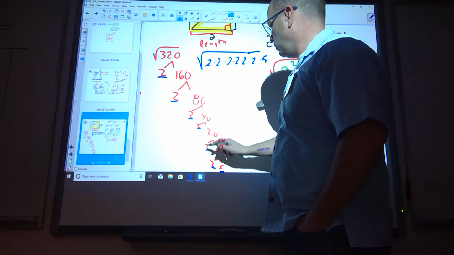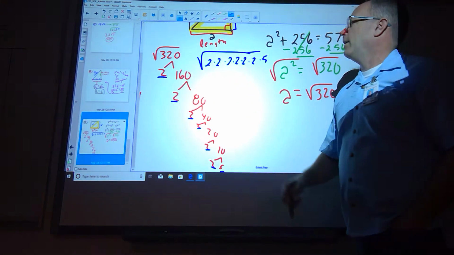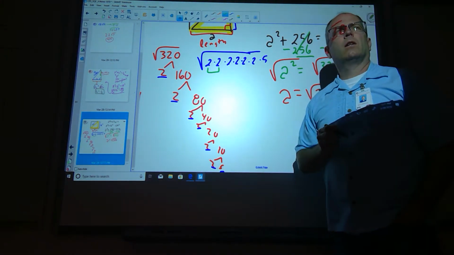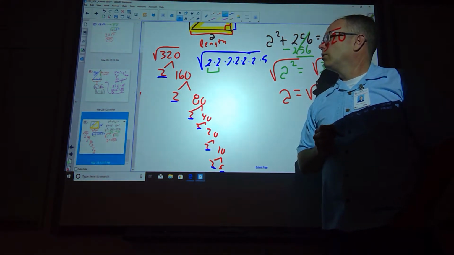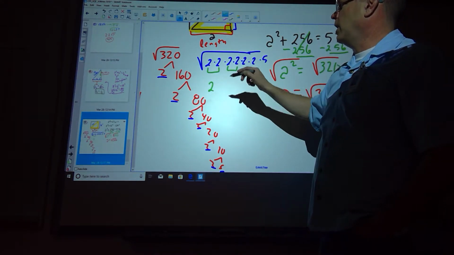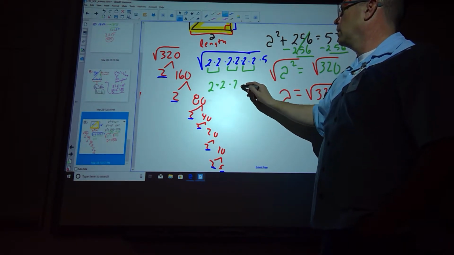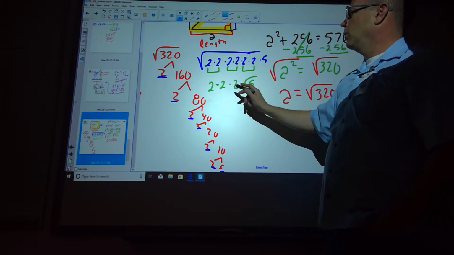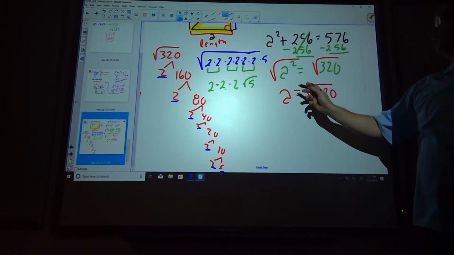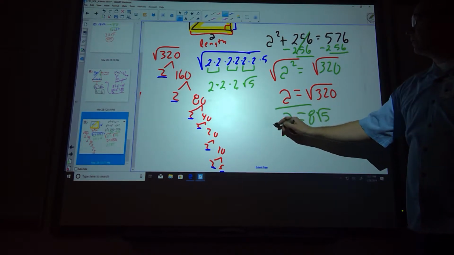Did I do that right? 1, 2, 3, 4, 5. Okay, good. So if I multiply those two numbers together, I get 4. Square root of 4 is 2. I'll have a 2 outside. Another 2 outside. Same thing. And then root 5 is left behind. What's 2 times 2 times 2? 8. So our a value, simplified, is 8 square root of 5.